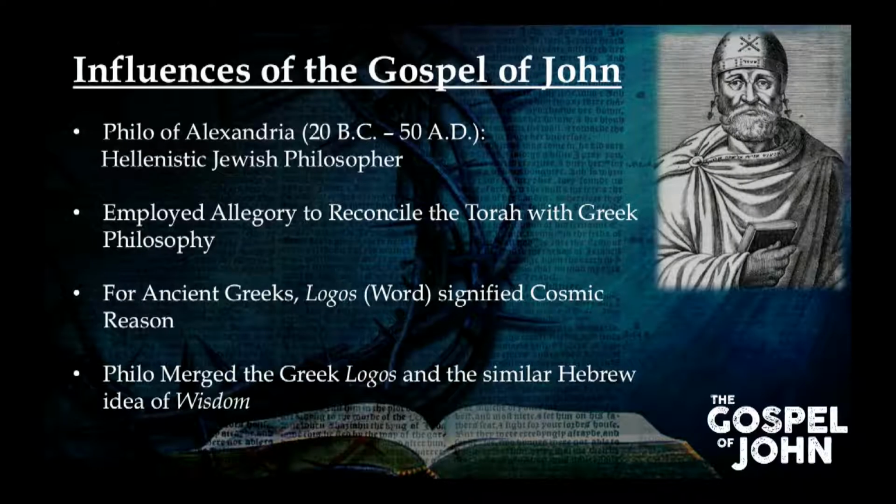So Philo of Alexandria, whose life bookends Jesus's, who did not live in Jerusalem, nevertheless was philosophizing in Egypt and Alexandria, the great library there. He employed an interesting methodology of allegorical interpretation, to reconcile the Torah, the first 5 books of the Old Testament, with Greek philosophy.